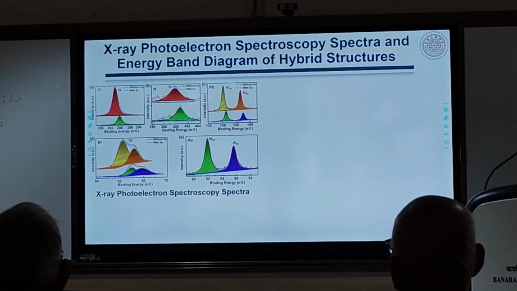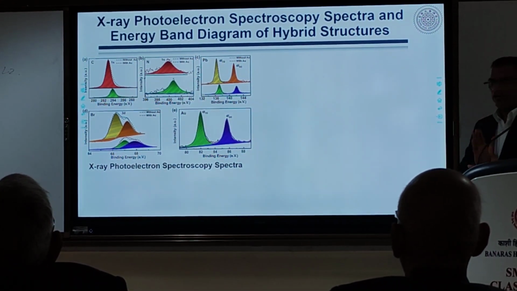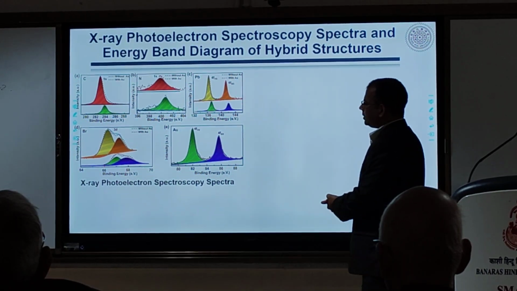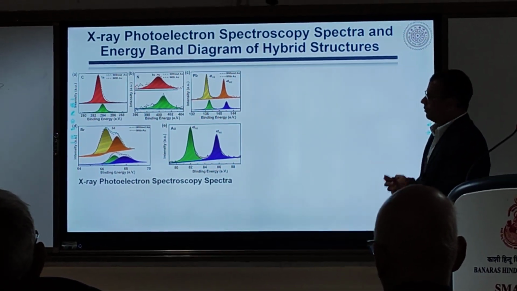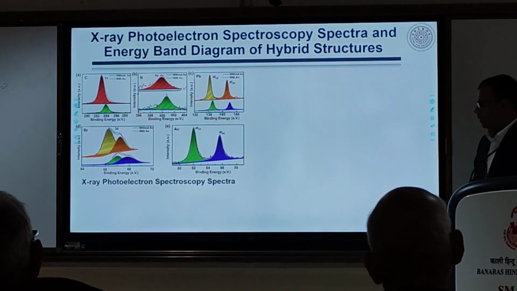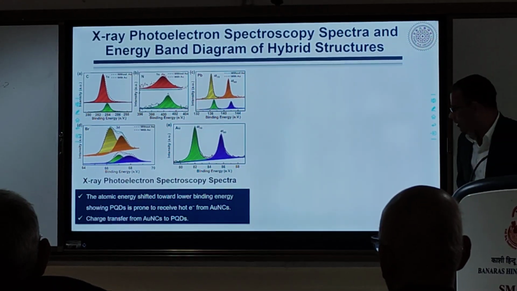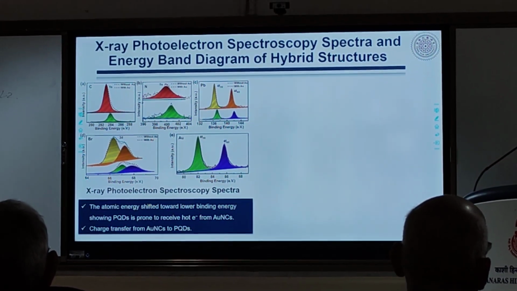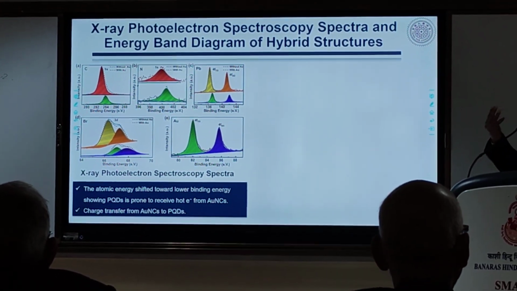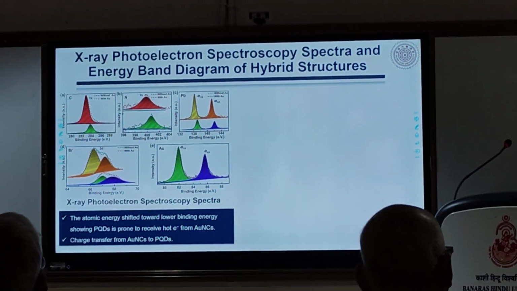Here we have also measured the atomic binding energy of the quantum dot without hybridization and with hybridization. We observed that once we hybridize the nanoparticles with the perovskite quantum dot, the binding energy gets lower. We found that this comes from hot electron transfer from the metal to the atom, which lowers the atomic binding energy.